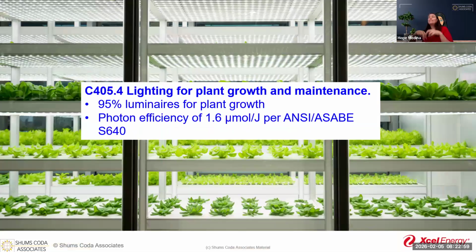Now, another lighting power density concept that's included in the code deals with the lighting that's utilized for plant growth, right? That lighting has to be high efficacy, but high efficacy as it pertains to the planting, right? Because lumens are for humans. And so we have to use photons for plants. So the photon efficiency that's required is 1.6.